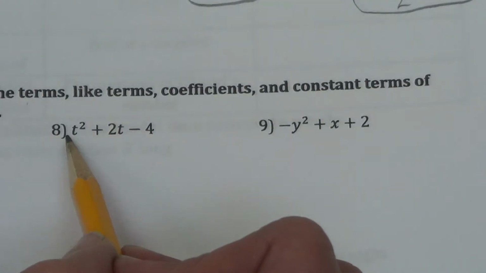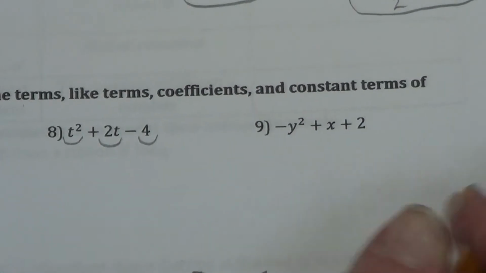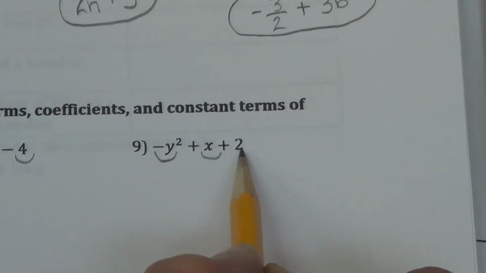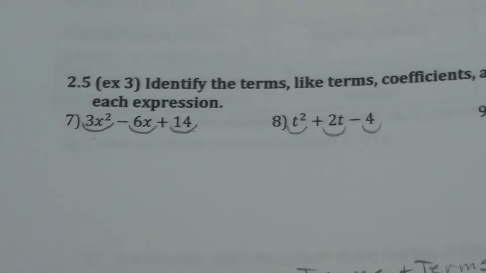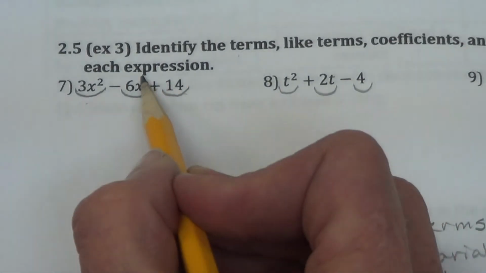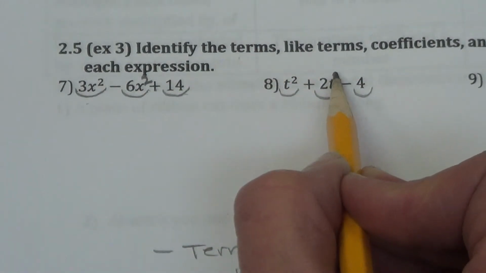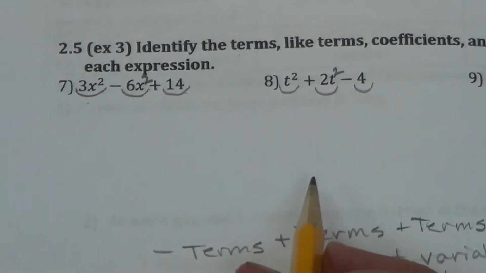The terms here, there's one, there's another, and there's another. The terms here be this one, and this one. It looks to me like I did not give a like term. That must be a typo. Let's change this to being 6x squared. Let's change this to being 2t squared. Just so we can practice with like terms.